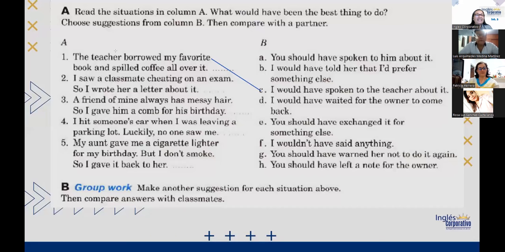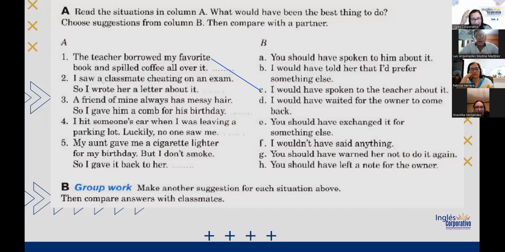I saw a classmate cheating on an exam, so I wrote her a letter about it. Maybe you should have left a note. Letter E, you should have exchanged it for something. Letter F, I wouldn't have said anything. Yes, maybe it's a possibility, right? But that's what we usually do. Do nothing.